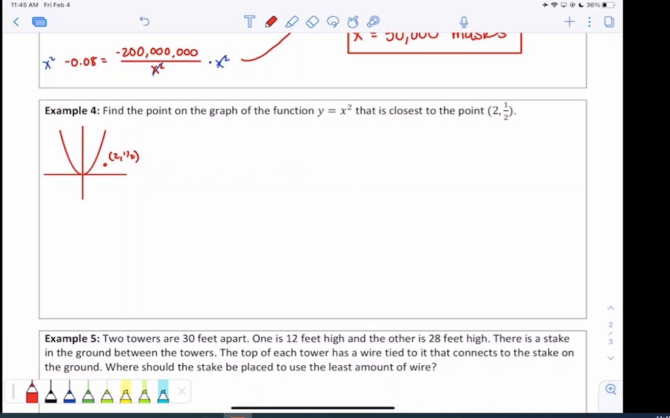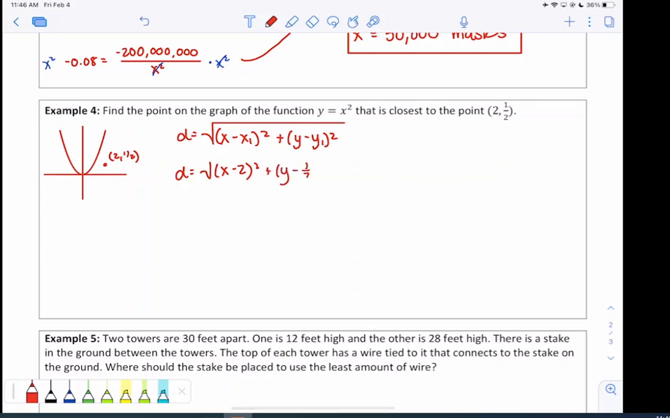So I'm trying to find which point along my parabola. So if I'm trying to minimize the distance, that's our beautiful distance formula, okay? Which is just the Pythagorean theorem, okay? d equals the square root of x minus x1 squared plus y minus y1 squared. D stands for my distance. Now, I already have some x's and some y's that I can substitute in, okay? Because I know one point has an x of 2, and my other point has a y of 1/2.